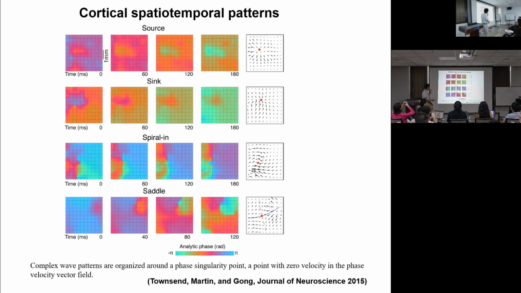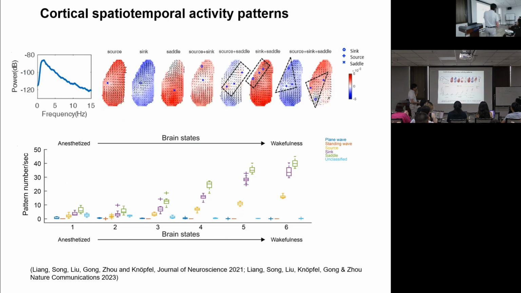Okay, from local field potential recordings in the motor area of marmoset. And also, I've been collaborating with Chang Sung Zhou from Hong Kong, and also Thomas Knopfel from Imperial College London. So we applied our framework to the whole cortex data of anesthetized mice and also awake mice. This is based on the optogenetic voltage imaging method developed by Thomas Knopfel. Okay, so this is a state-of-the-art imaging method.